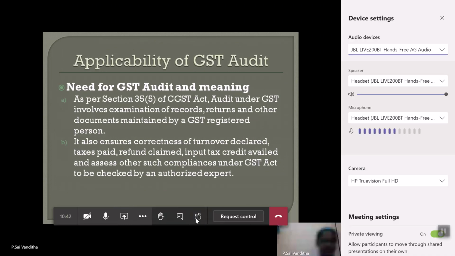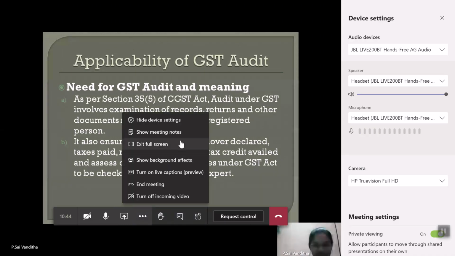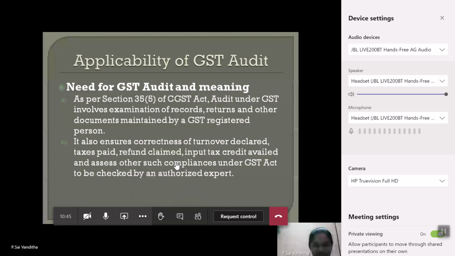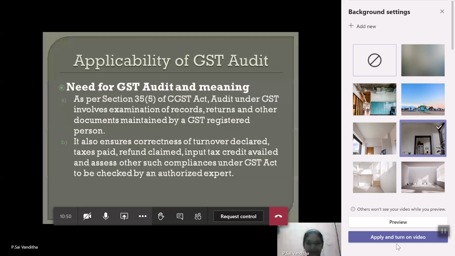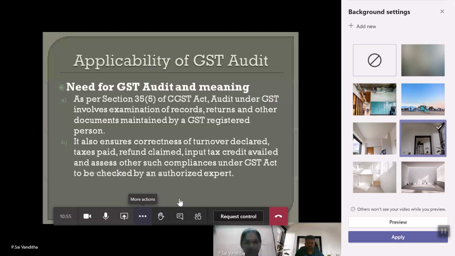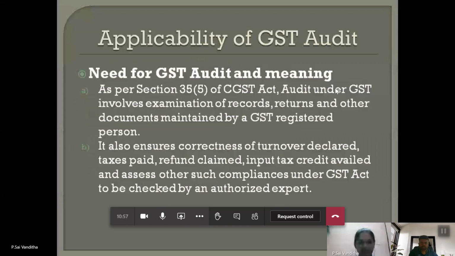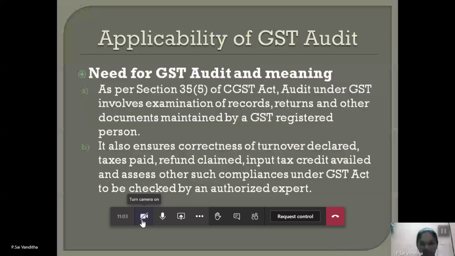As per Section 35, Subsection 5 of the GST Act, audit under GST involves examination of records, returns and other documents maintained by the GST registered person. Means, while doing audit, we need to examine records, returns and other documents maintained by the GST registered person. I will explain the accounts and records.